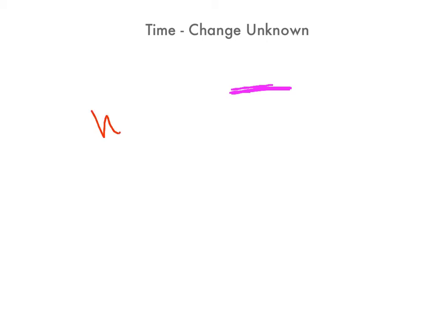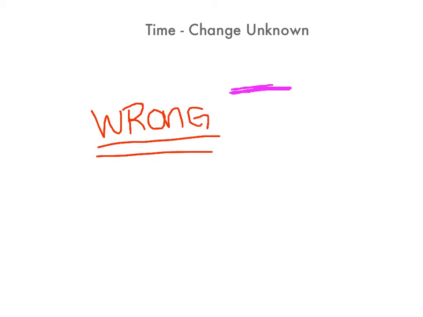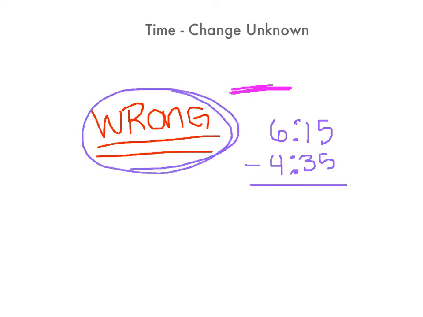So let me clarify before I start: this is the wrong way. This is a no-no. I see a lot of people do this. 6:15. We're finding a difference, so we're thinking we're subtracting. Just to be clear, this is not a method. So then they just subtract. Oh, can't do that. I'm going to borrow.